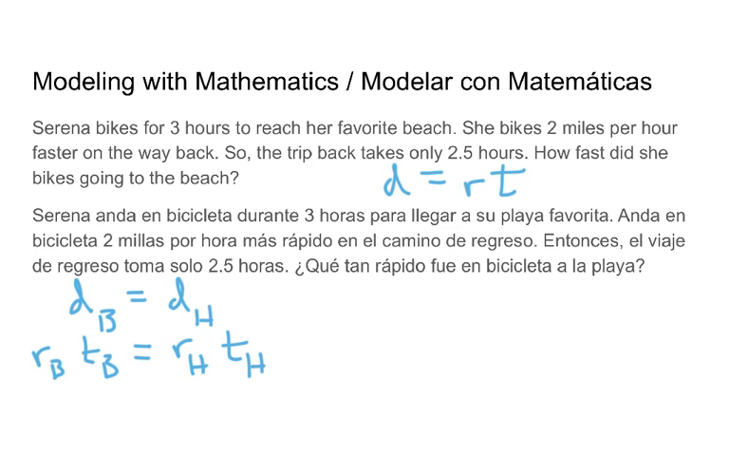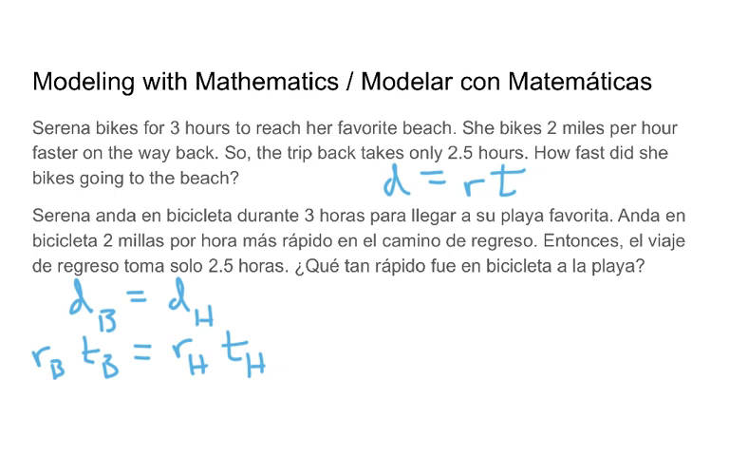But the lettering here with the subscripts with B and H for the left and right respectively help us know what we're doing. And this is a great way to set up and go step by step to solve the problem. So let's substitute on the left-hand side what's happening when Serena goes to the beach. So the time is 3 hours. And it says she bikes 2 miles per hour faster on the way back. So it doesn't tell you how fast she biked there. It doesn't tell you how fast she biked back, just that she had biked faster. So that means the rate is going to remain the unknown throughout the problem.